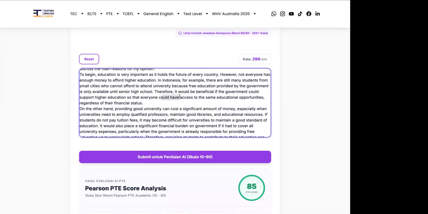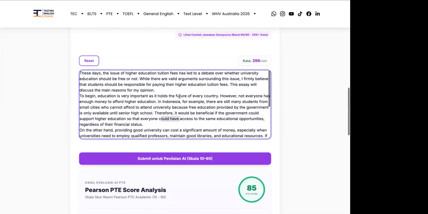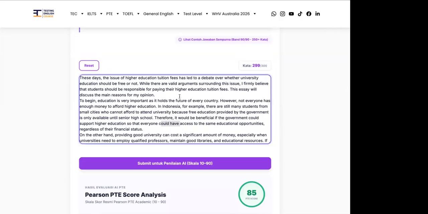Kalau memang kayak gini, gimana kalau kayak gini? Nah, itu without telling you how to apply, you have applied this already.